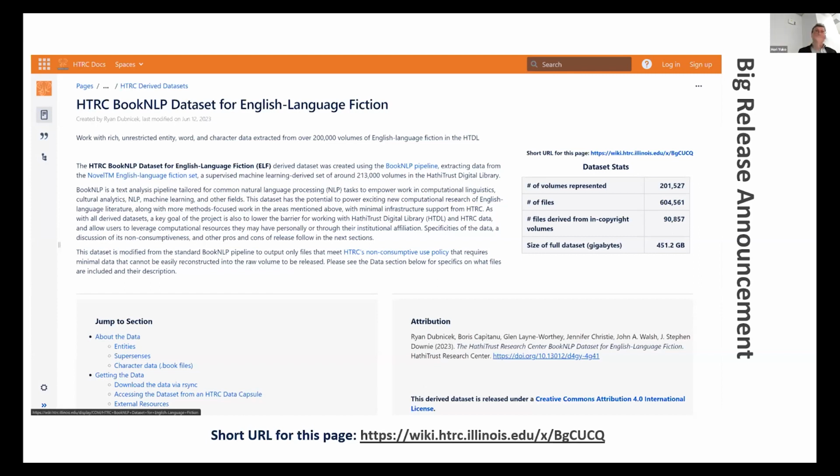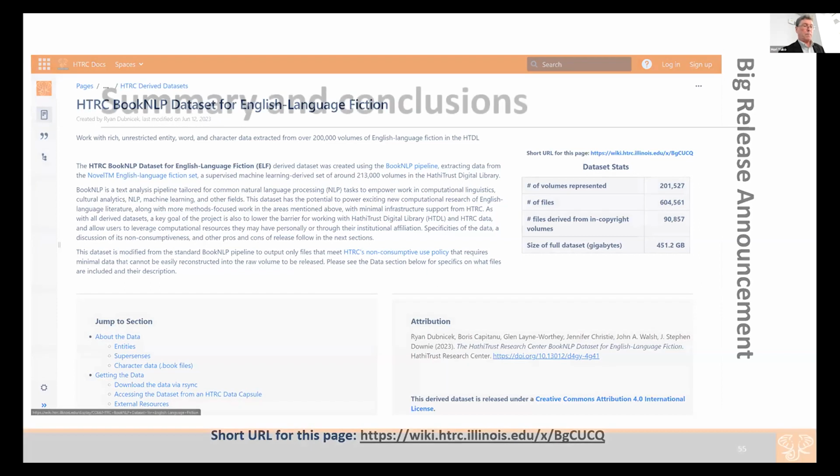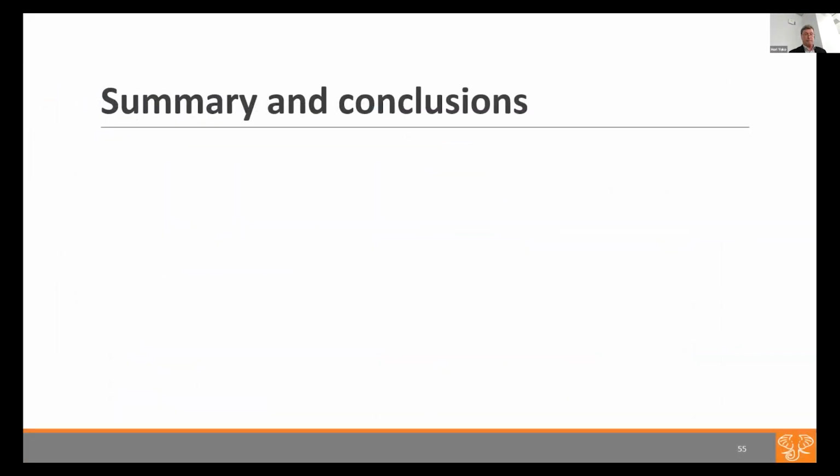And this is another example of our main data set having data set babies, creating new data that we have to manage and curate and share. So we're at a very good time.